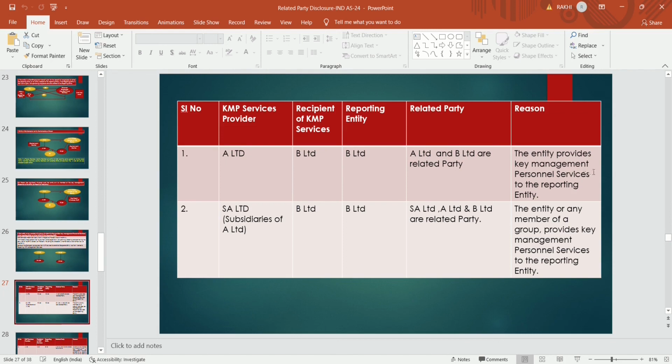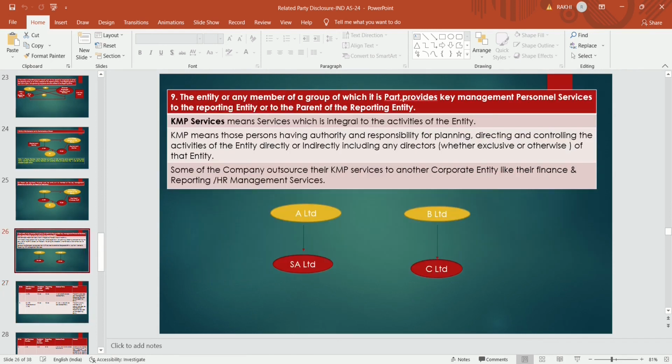The entity provides key managerial service to the reporting entity. As per the definition, here we will not discuss the element. The entity provides key management personnel services to the reporting entity, then that entity is a related party to each other.